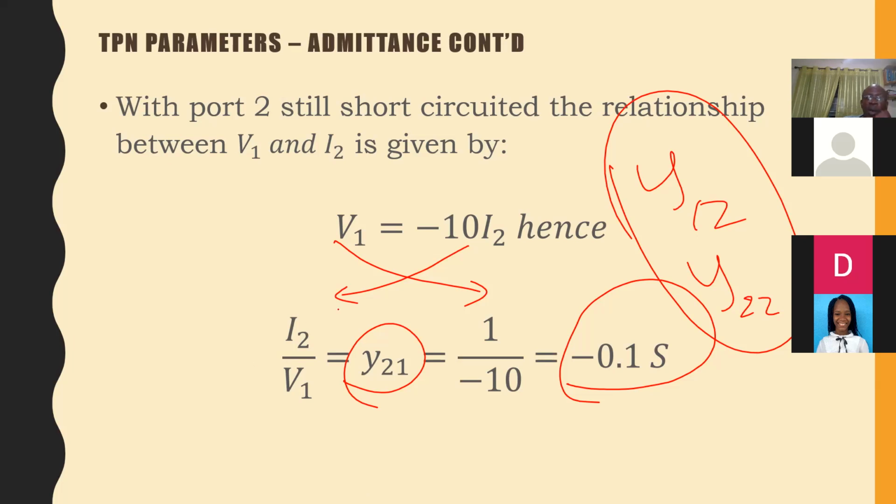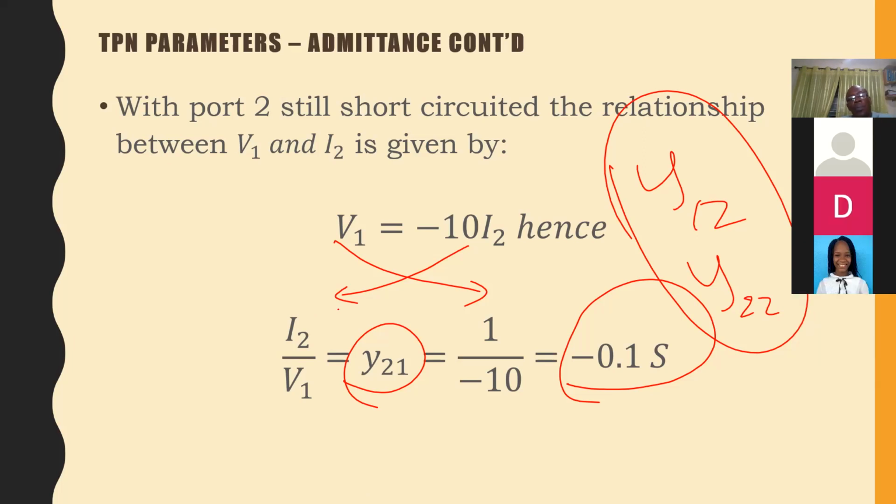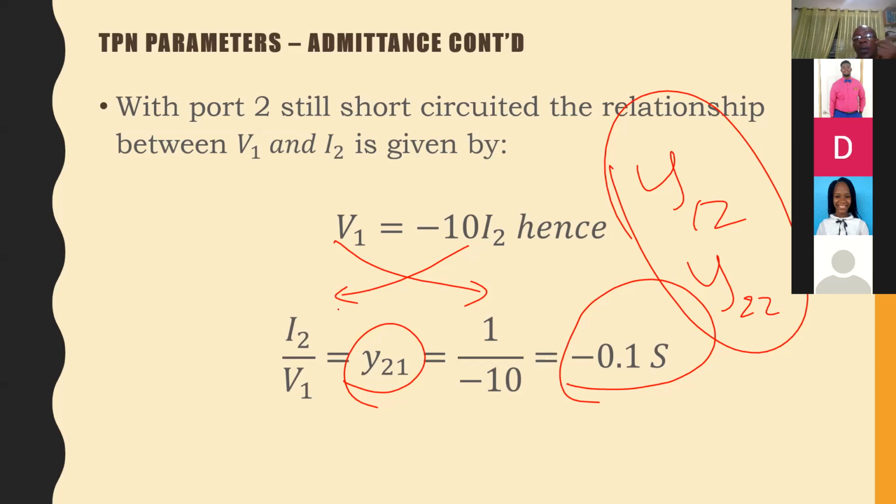All right, has anybody found Y22 or Y12? Y22, sir, is 0.15 Siemens. Go again? 0.15 Siemens, sir, for Y22. Y22 0.15. All right. Mr. Brian, you have your hand up.